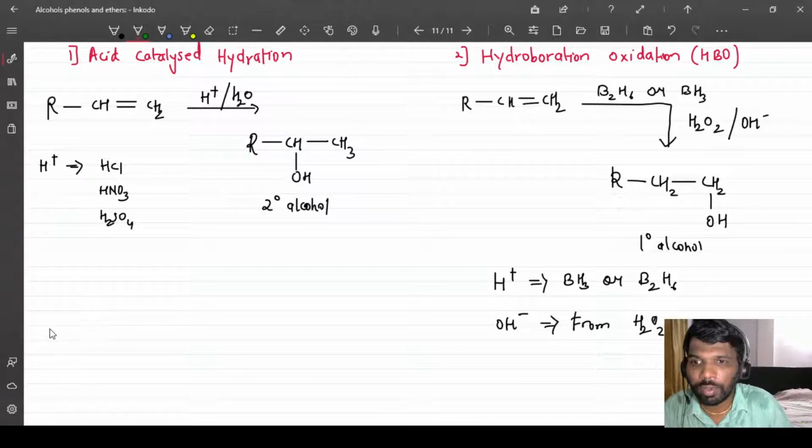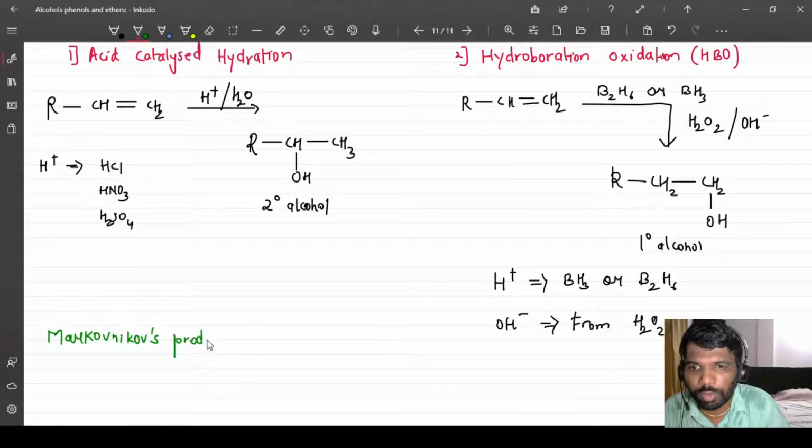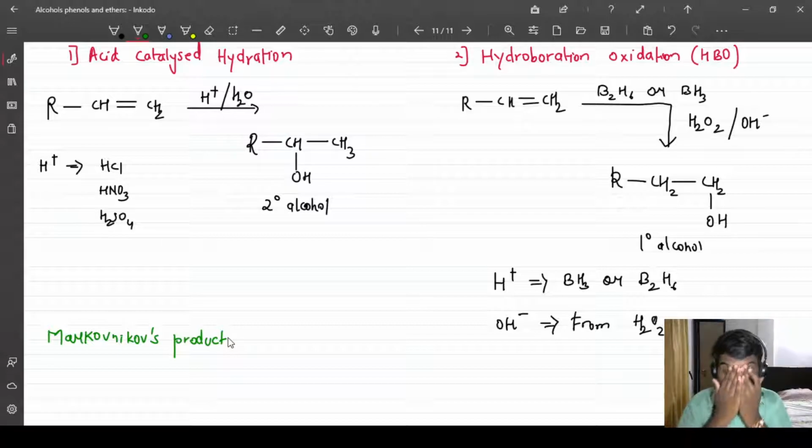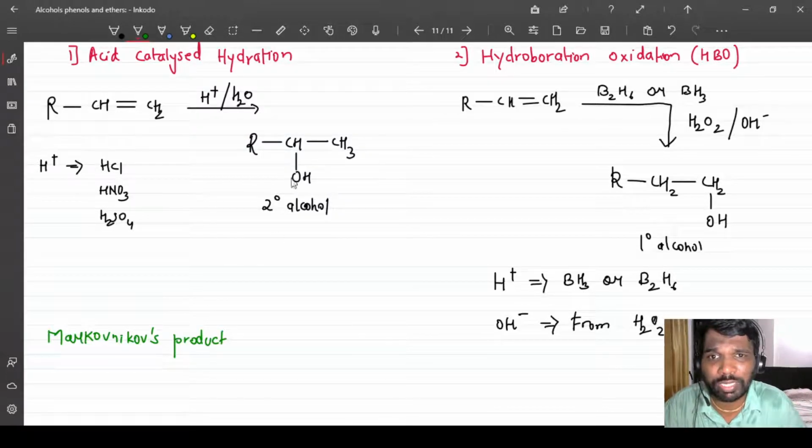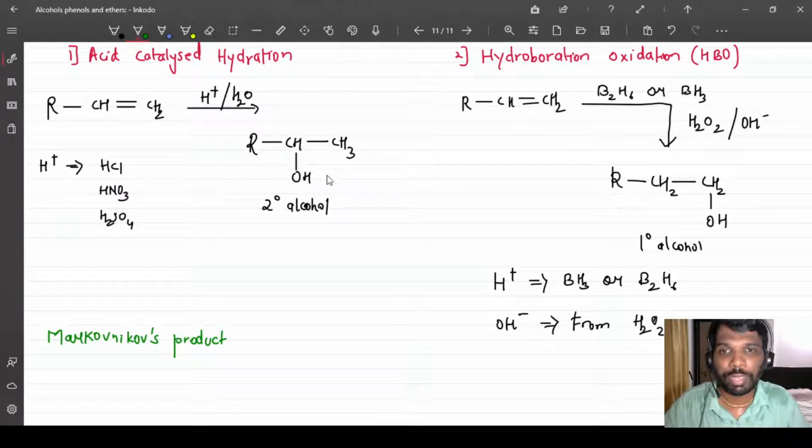Here we are getting Markovnikov's product. Markovnikov's product means the negative part will go to the carbon which has a smaller number of hydrogens. As in this case, the negative part, OH minus, is going to the carbon which has fewer hydrogens, and the positive part will go to the carbon which has more hydrogens. This is what Markovnikov's product is, and we are getting a secondary alcohol.